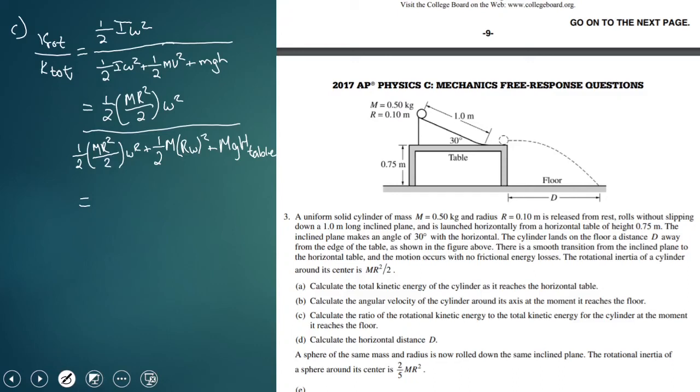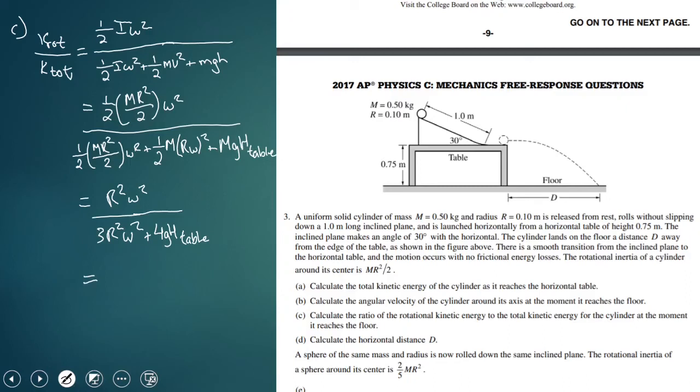So we're left with r squared omega squared over 3 r squared omega squared, and then plus 4gh table. So this is just a matter of plugging in values to solve. And so afterwards, we can just sub in our corresponding values.